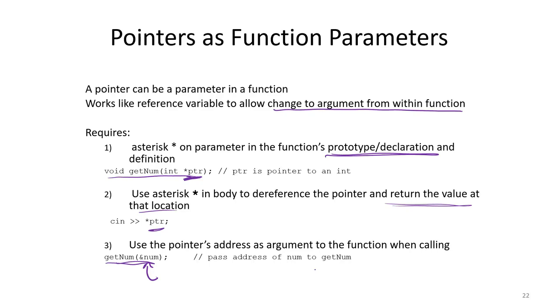So very important to remember, you need the asterisk in the declaration and definition of your function. If you want to access the value, then of course you have to use dereferencing with the asterisk. And you have to plug in a memory address when you're calling the function, because remember, pointers store memory addresses. So you have to be able to plug in a memory address in for your argument pointer.